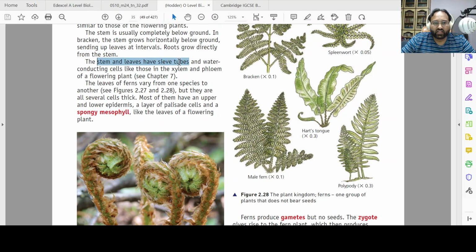The stem and leaves have sieve tubes and water conducting cells like those in the xylem and phloem. So over here, they mention chapter 7. So we'll look at xylem and phloem and everything, sieve tubes, later in detail. So don't worry too much about it. Just know that this stuff exists. The leaves of ferns vary from one species to another. So you can see these, right? The leaves are different. But there are several cells thick. Again, we look at the structure of leaves later.